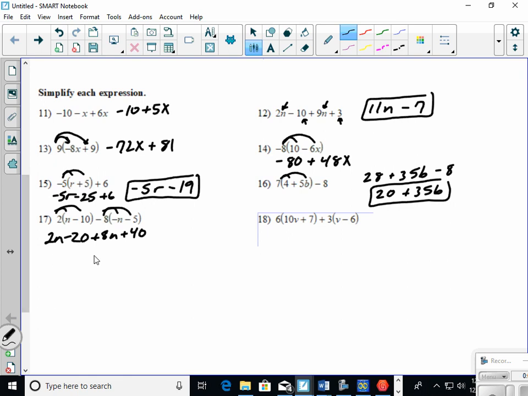So we have 2n and 8n. So 2n plus 8n is going to be 10n. And negative 20 plus 40, so different sign. So we're going to subtract the 20 from the 40. End up with positive 20.